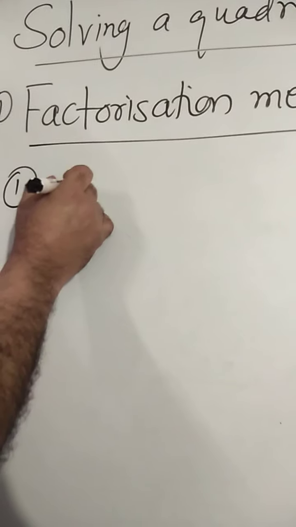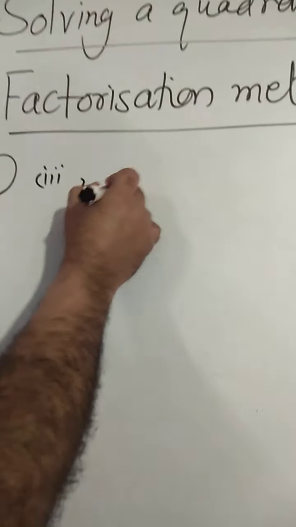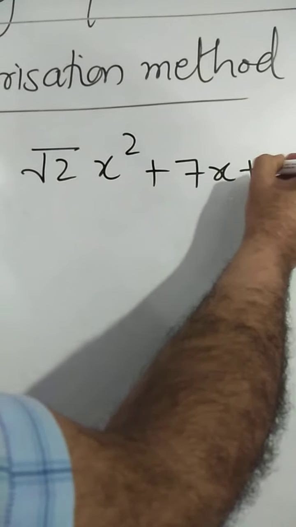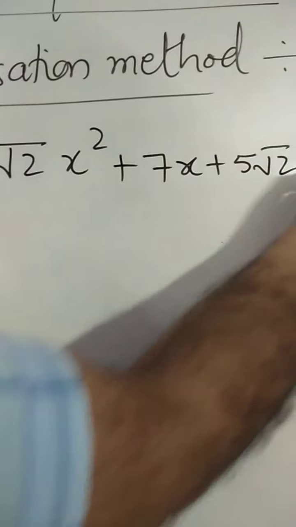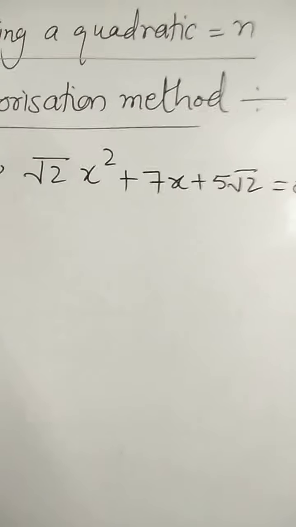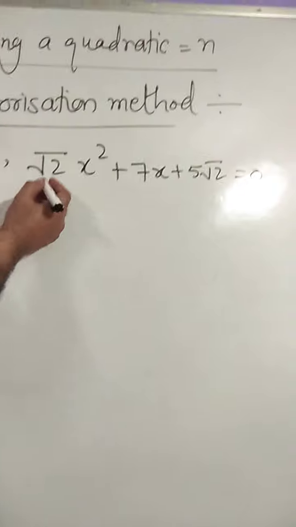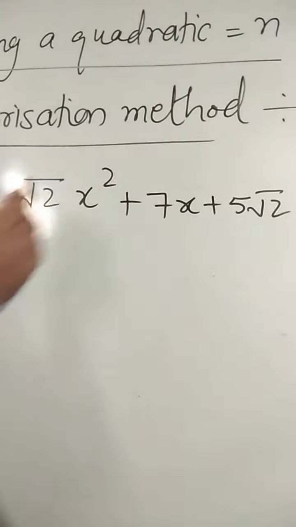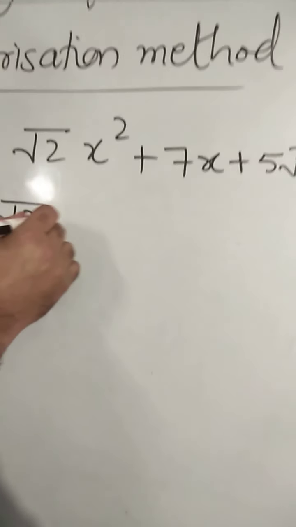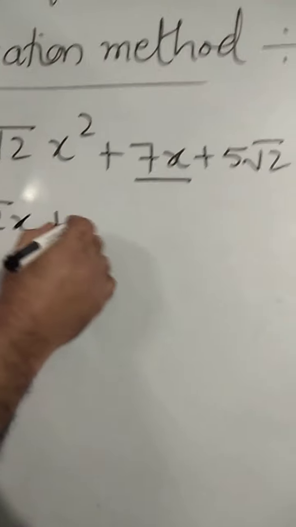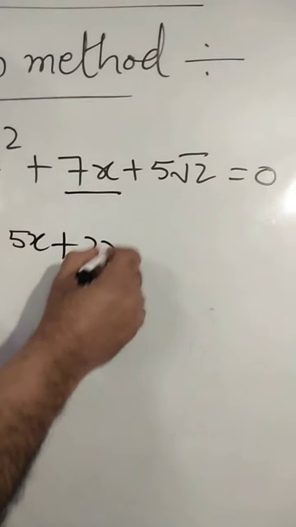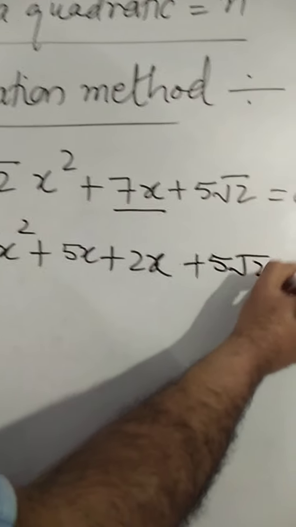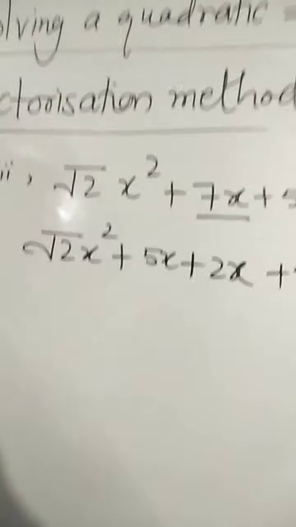Question number 1, I'll take the third part. The given equation is √2x² + 7x + 5√2 = 0. I need to factorize it. How? By splitting the middle term. Find the product of first and last, that is 10x², then 5 and 2. The middle term is 7x, so 5x plus 2x. The middle term is split. Now you know the method, as I have told you earlier also.